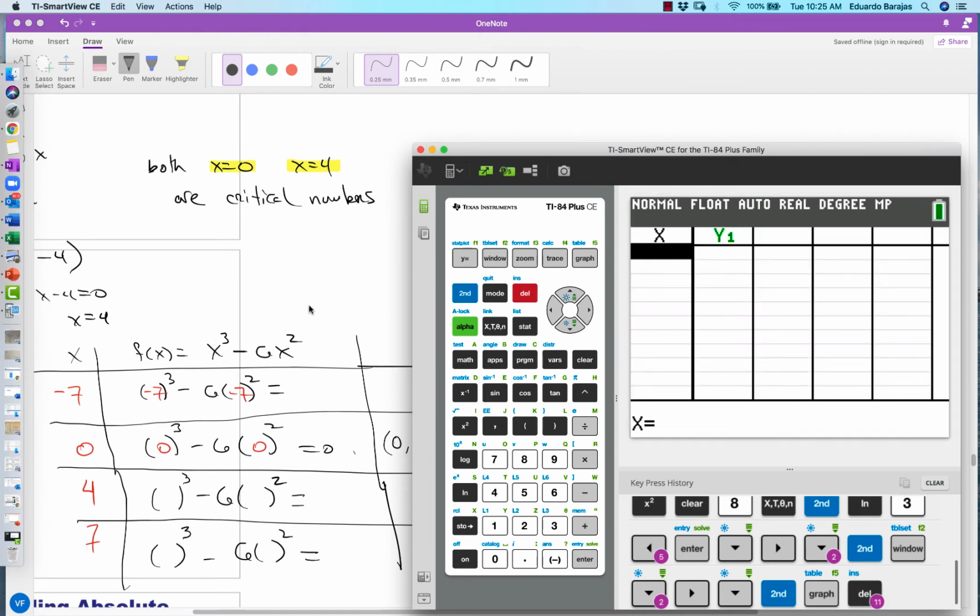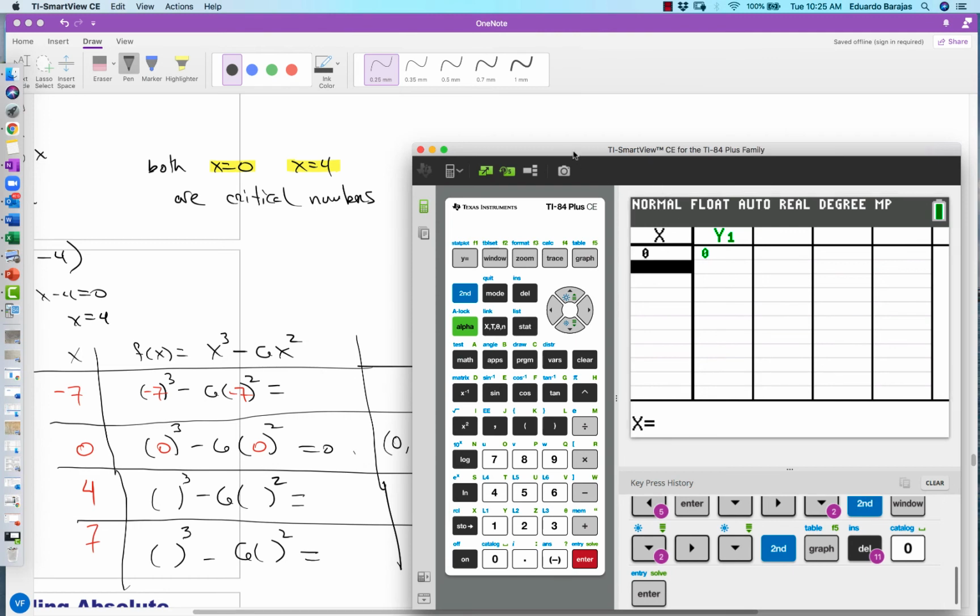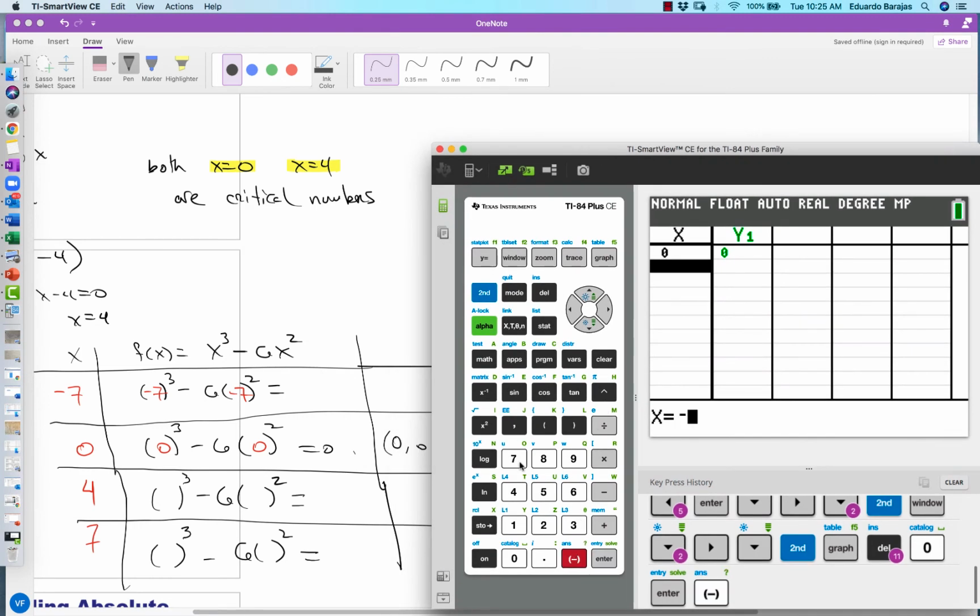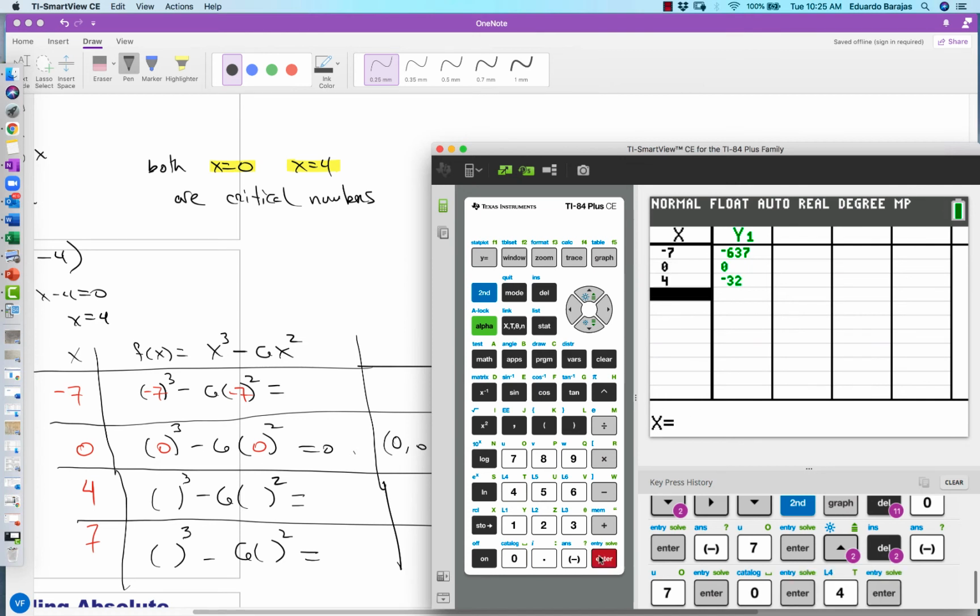This is a place where the calculator will evaluate these results. For example, we already have the zero. If we put a zero in here, it should calculate a zero. And if we calculate a negative 7, it automatically does this for us: negative 7 cubed minus 6 times negative 7 squared. And so we get negative 637. Just to have them in order, I'm going to put these guys in again. Delete, delete. Let's start with negative 7 first, then the 0, then the 4, then the 7.